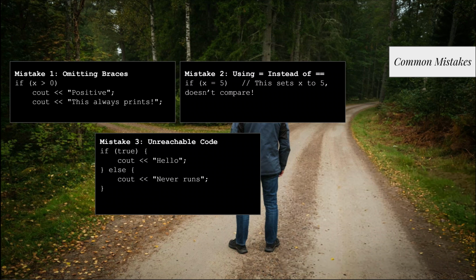Mistake two is using one equal sign instead of two. A single equal sign is an assignment, it's not a comparison. So this code sets x to 5 and the condition evaluates as true, even if that's not what you meant to do. The third mistake is unreachable code, where if a condition is always true or false, in this case, if true, then the other branch will never execute. That's called unreachable code, and the compiler might warn you about it depending on what you're running. Unreachable code clutters up the program and makes it hard to find logic errors.